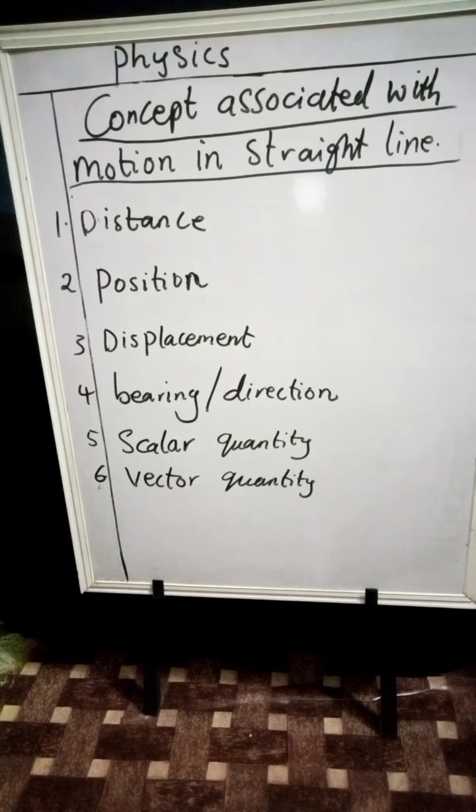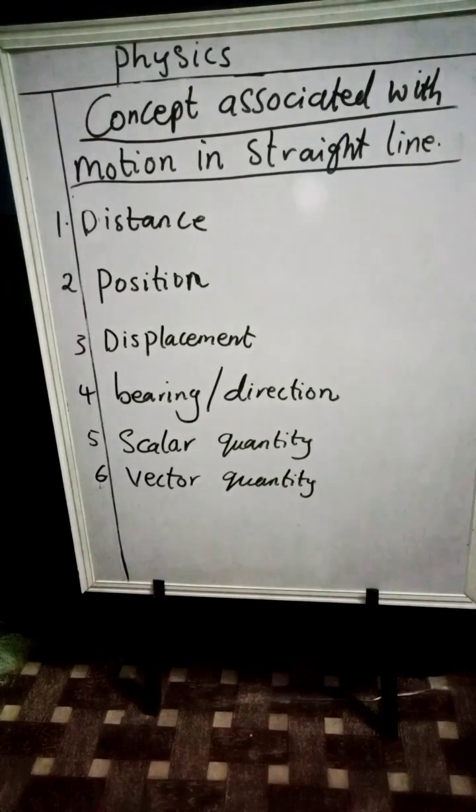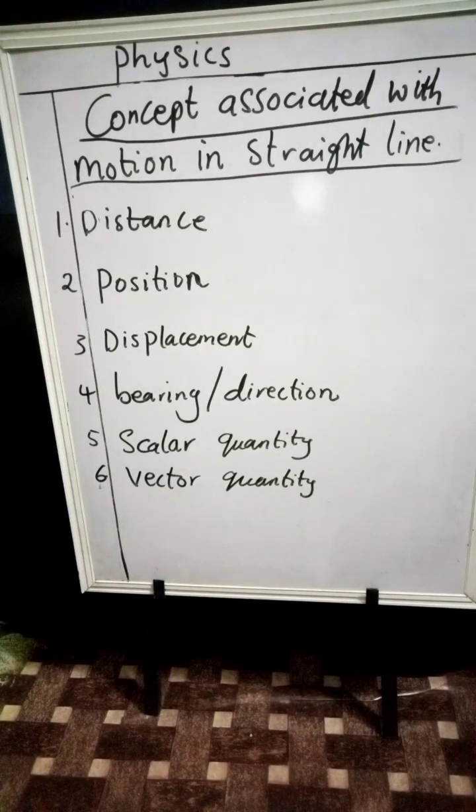Let's pick distance. Distance is the measure of length between objects or points without regarding the direction. It only refers to the total magnitude and does not account for where the object started or ended. So the value of distance can only be 0 or positive and never what? Negative. Since it does not indicate any direction, it means that distance is a scalar quantity.